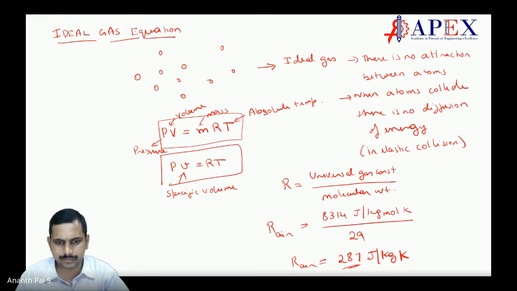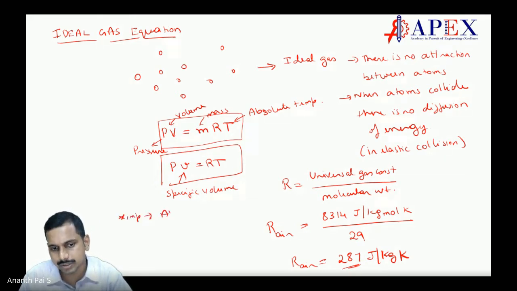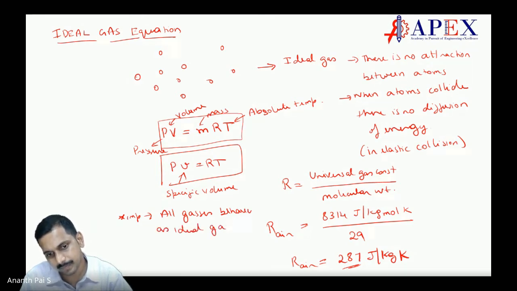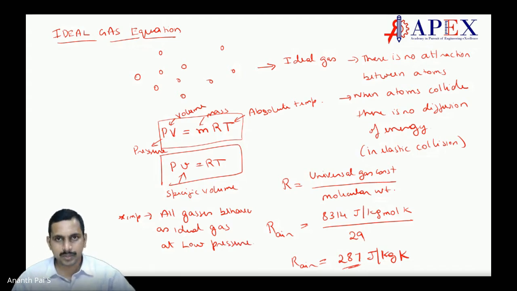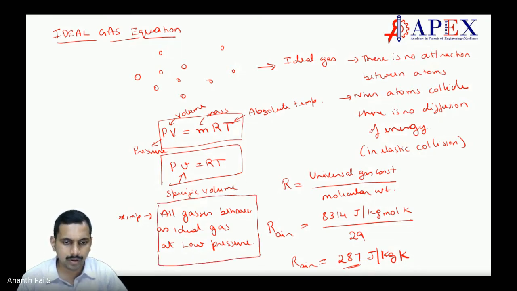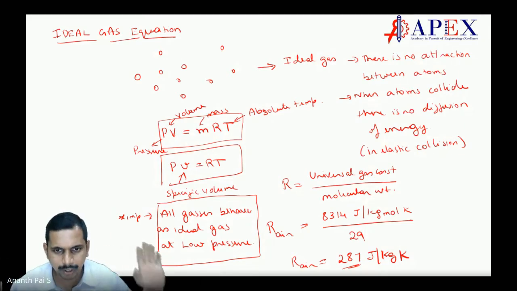Now one more point. This is very, very important. Where should I write it? Here I'll write. Important note: all gases behave as an ideal gas at low pressures. When the pressure is low, all the gases behave like an ideal gas. This is one point we have to take into consideration.